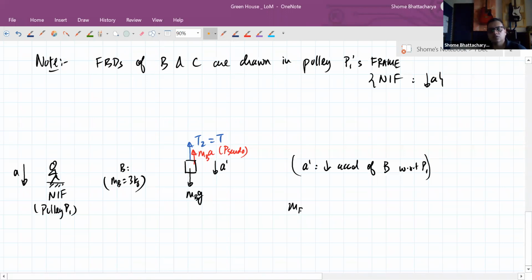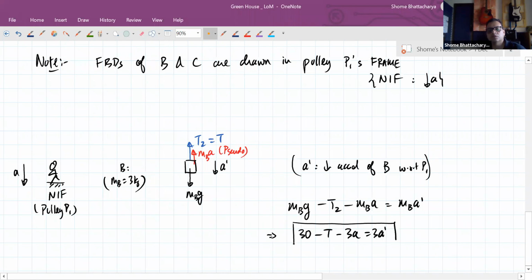The net downward force is weight minus T2 minus pseudo force. That should be equal to mass into acceleration in this frame. So substitute the mass as 3 kg. So 30 minus tension T2, which is T, minus 3A is equal to 3A prime. So this becomes the important equation for us. So this becomes our third equation.